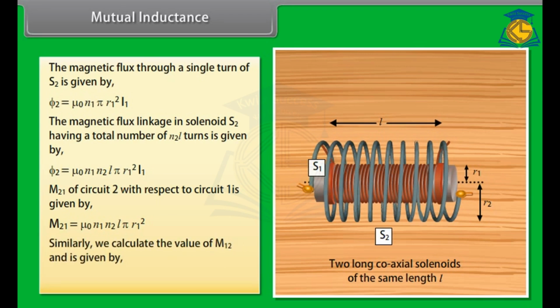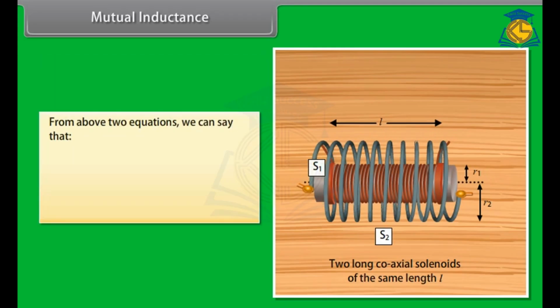Similarly, we calculate the value of M12, and it is given by mu naught N1 N2 L pi R1 square. From the above two equations, we can say that M12 is equal to M21, which equals M. And the value of M is given by mu naught N1 N2 L pi R1 square. Self-inductance.